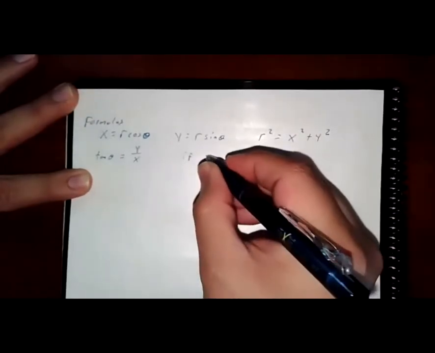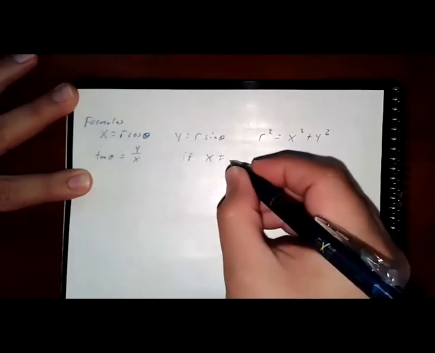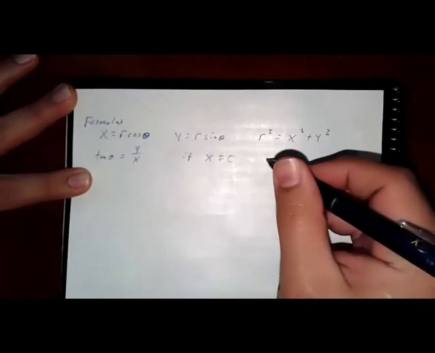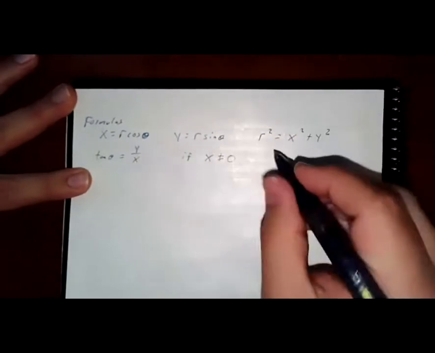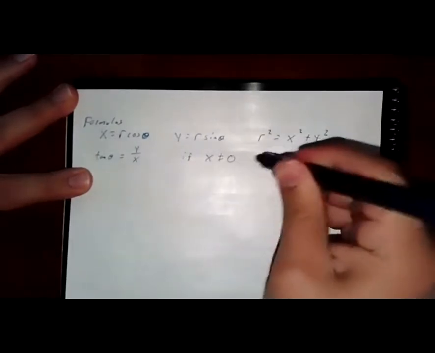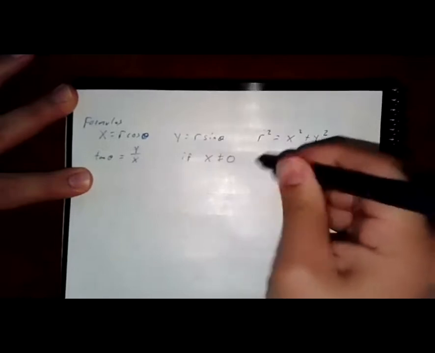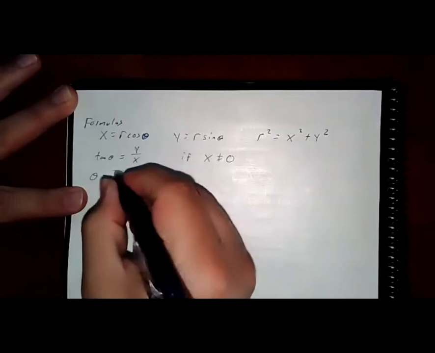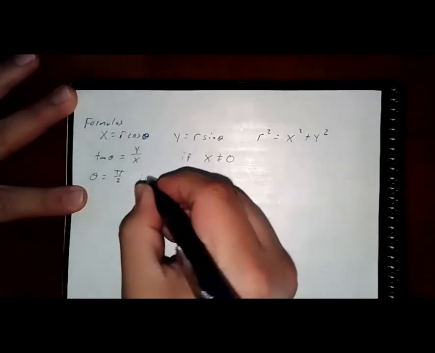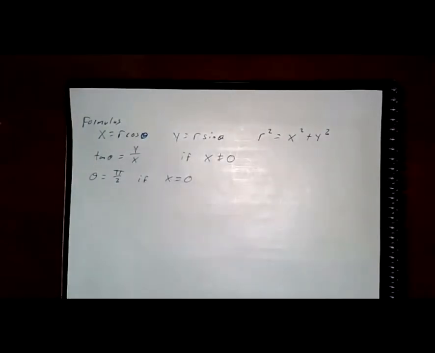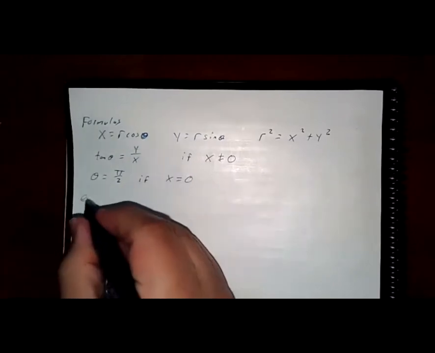If x is not equal to 0. Also, theta is equal to, I guess I should put that in a separate line here, just not confusing. All right, so theta is equal to pi over 2 if x is equal to 0. That's just a side note there. So there's my formulas I'm going to need for the next few examples.